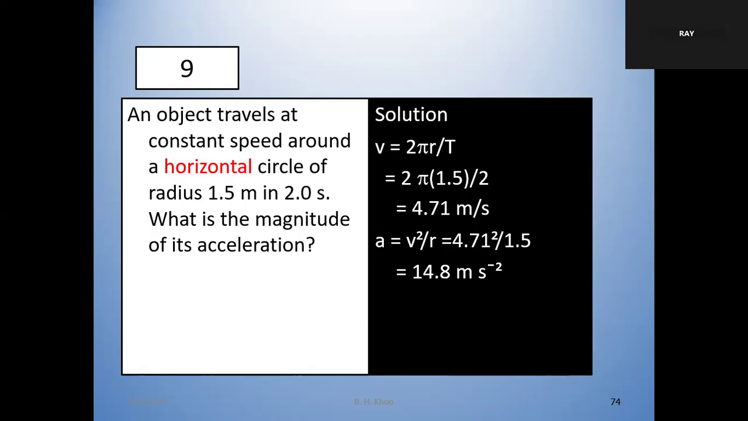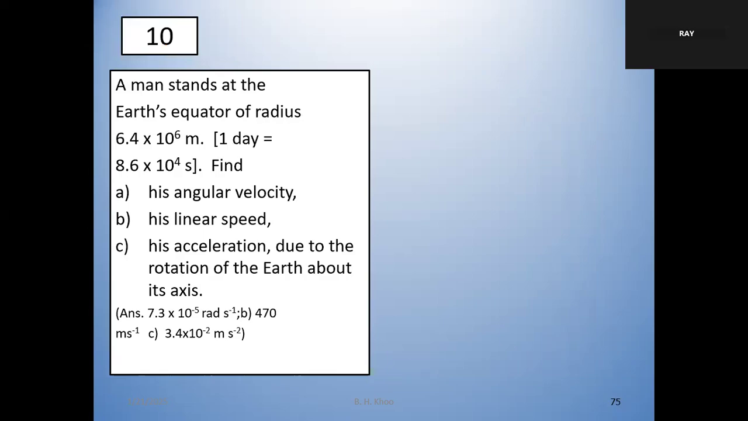Okay, one last one, then we go to gravitation. Got 4.71. Which one? Question 9. Yeah, 4.7, correct. The velocity is 4.71, correct. Can get the acceleration from the formula. Okay, try the last one. The rest you can do during your break. Remember, next week no class.